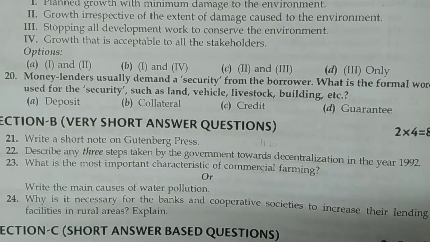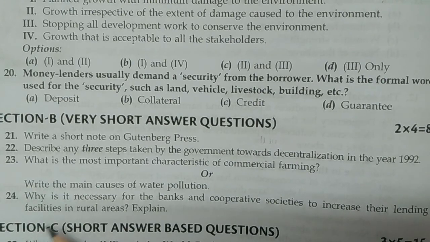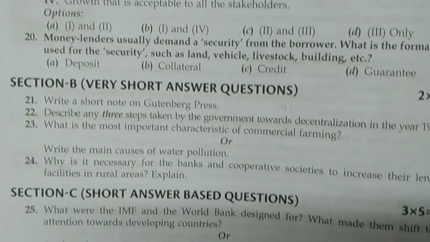So after completing the very short answer questions, I am coming to Section C. See, I think you have done all these things. Why is it necessary for banks and cooperative societies to increase their lending facilities in rural areas? Explain. So now I am coming to Section C.